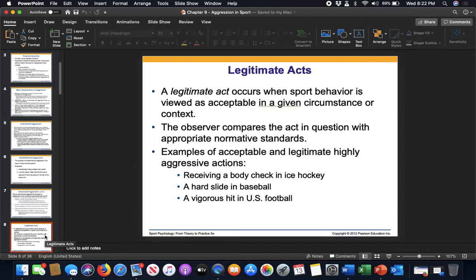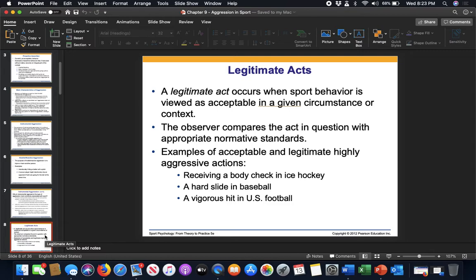Now, typically, a proactive assertion in some way, a legitimate act, is just everything that's viewed as normal within a game. A hard slide in baseball, if a player is sliding in and a player steps in front of them, they get hit, it's part of the game.